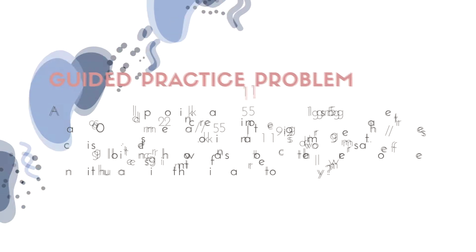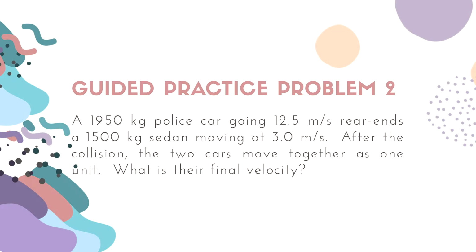So let's have the second one. So guided practice problem 2. So we have a police car weighing 1950 kilograms going at a speed of 12.5 meter per second. Rear ends a 1500 kilogram sedan moving at speed of 3 meters per second. Okay, then after the collision, they move together as one. So if you're familiar with rear ending, that's bumping the end of the car, then like dragging it. Okay, so it's a really terrible experience, but at least we're going to understand the physics behind it, right?